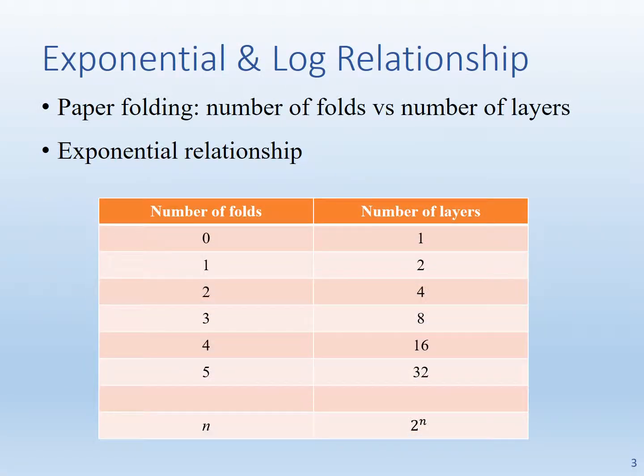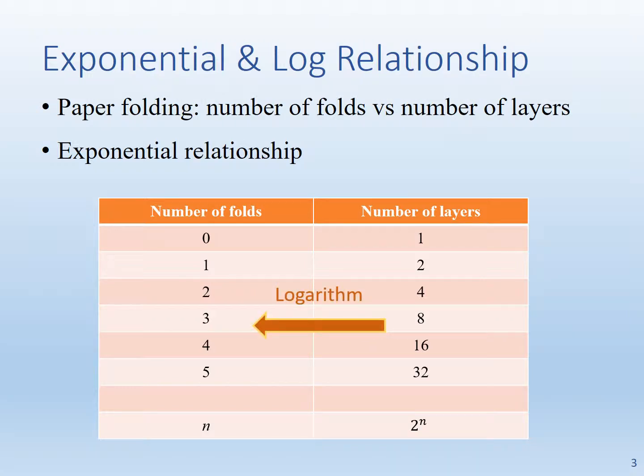Let's revisit our paper folding activity. We had a sheet of paper that we folded over several times and we counted the number of layers. So if we have no folds, we have one layer. One fold, we have two layers. Two folds, we're doubling that number of layers to 4, and we're doubling as we go down that list. So that's an exponential relationship, 2 to the power of n. If we know the number of folds, we do 2 to the power of the number of folds to get the number of layers. So that is an exponential relationship.